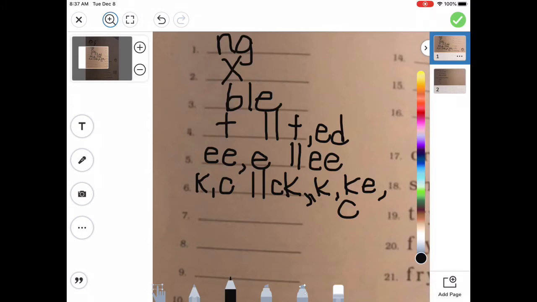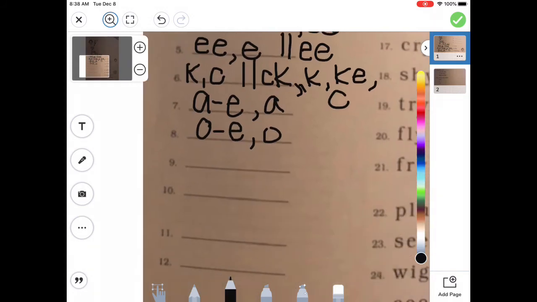All right, on number 7, how could we spell the A sound? That's right, it's going to be A consonant E, comma, and then A. How about the O sound? That's right, a lot like the A. O consonant E, comma, O. All right, what about the U sound? U consonant E, comma, U. Very good. And then what about the I sound? I consonant E, comma, I.